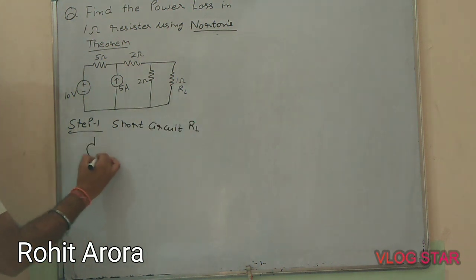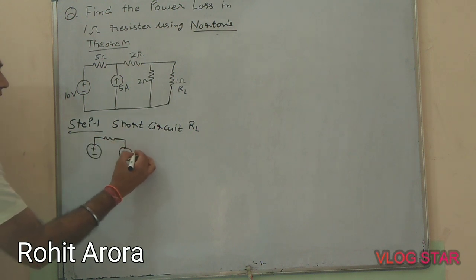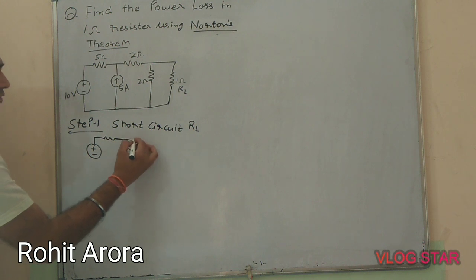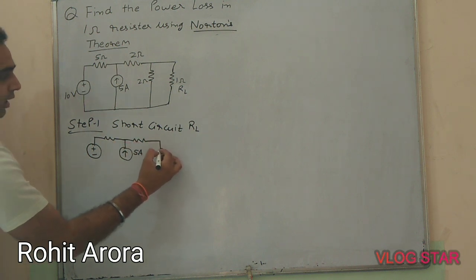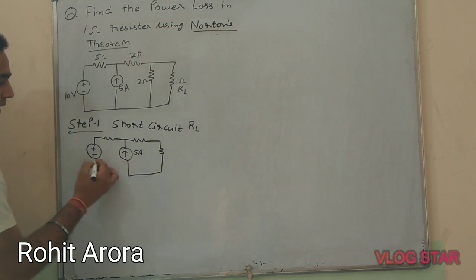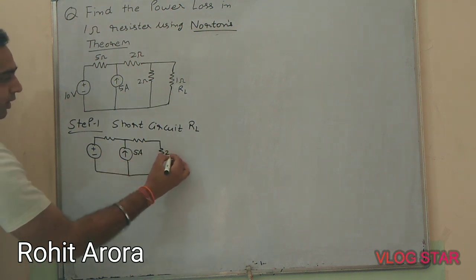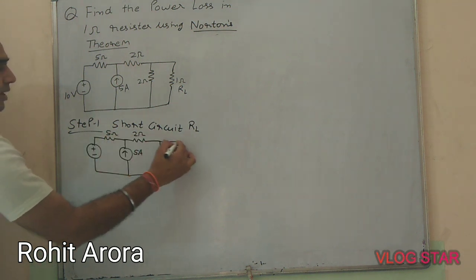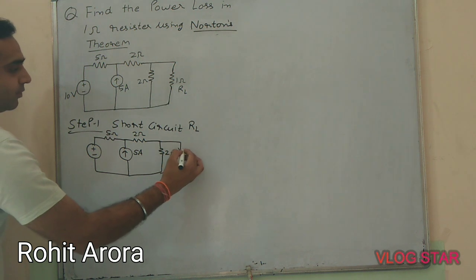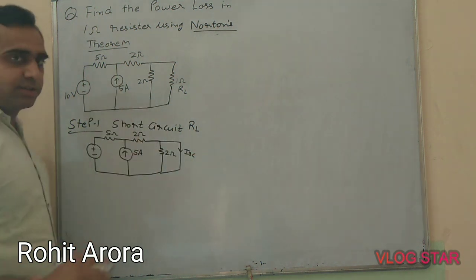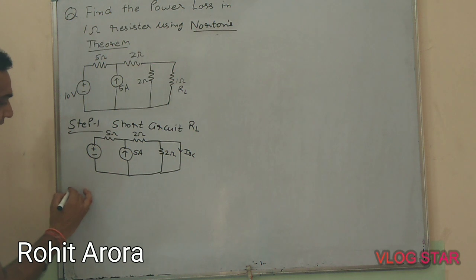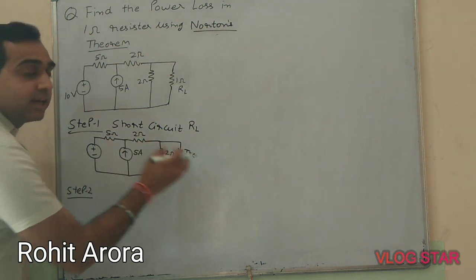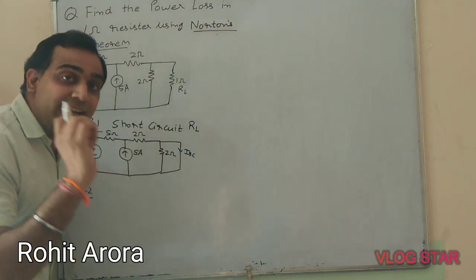Now, design the circuit again. This is the current source, and this one is the 2 ohm resistance, 2 ohm resistance and 5 ohm resistance, and short circuit the 1 ohm resistance. In the case of step number 2, find this ISC current. ISC current is short circuit current.